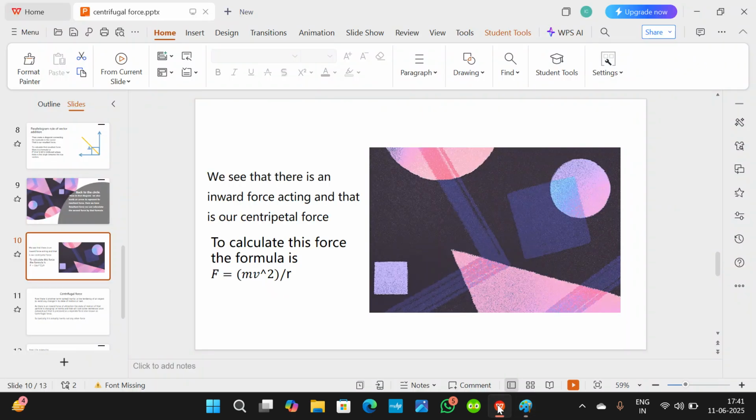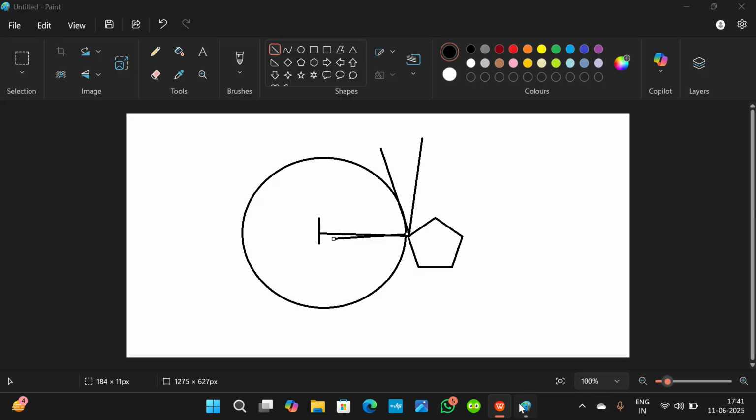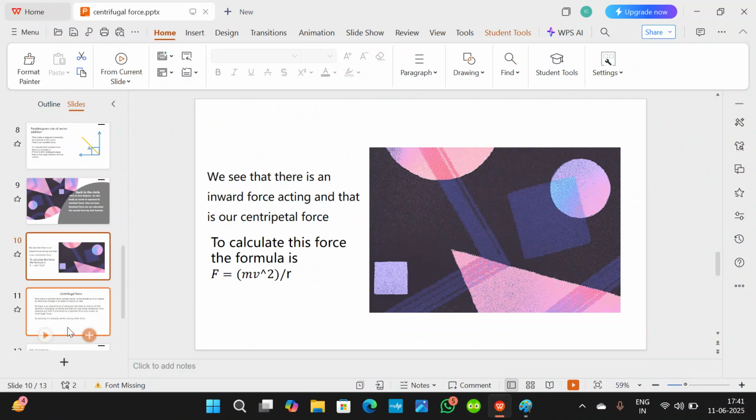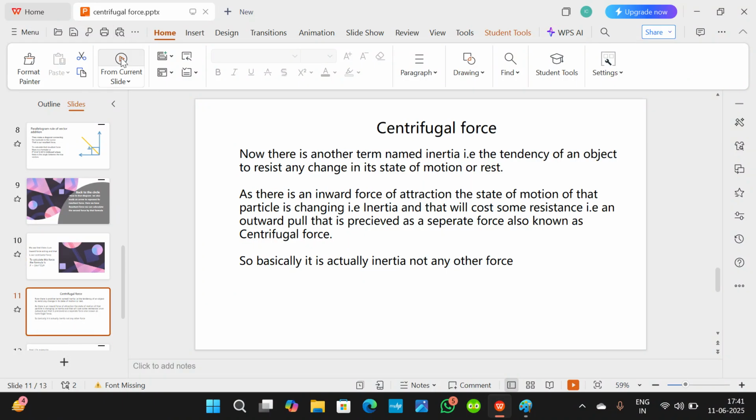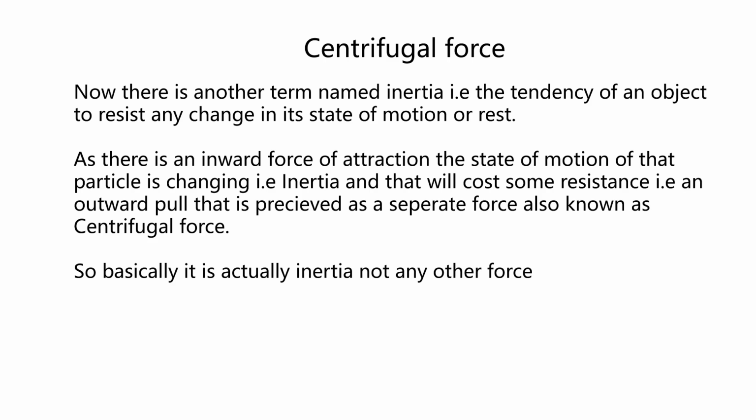What is it? Well, you must have guessed it right. Centripetal force. Then how to calculate it? The formula is centripetal force is equal to mv square by r, where r is the length. This length is r. All right, so we'll come to centripetal force. Time for the big deal.